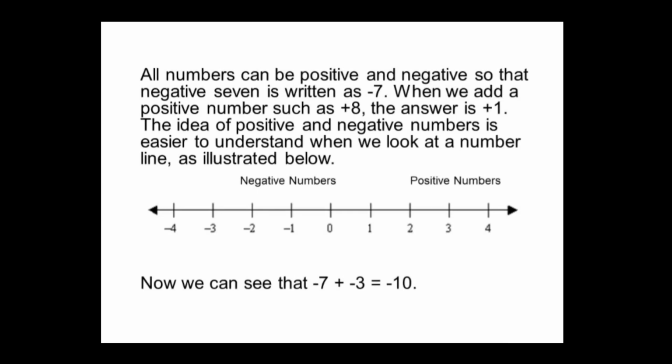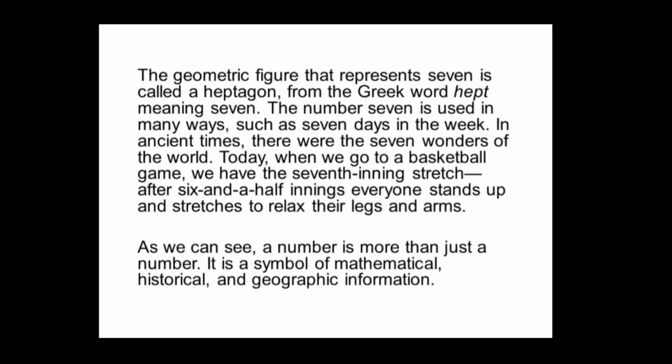The idea of positive and negative numbers is easier to understand when we look at a number line as illustrated. Now, we can see that negative 7 plus negative 3 equals negative 10. The geometric figure that represents 7 is called a heptagon, from the Greek word hept meaning 7.